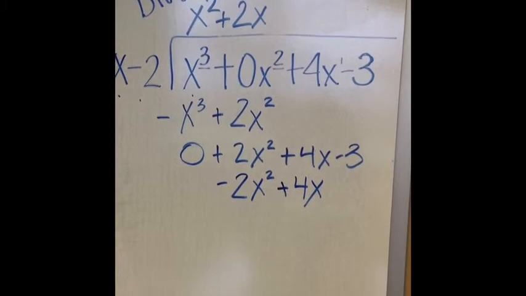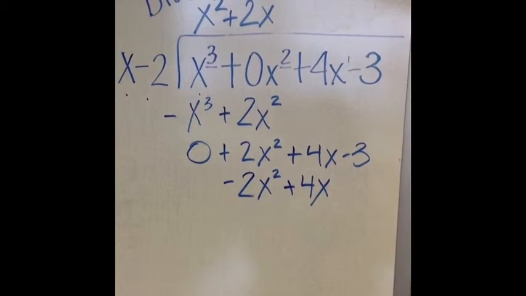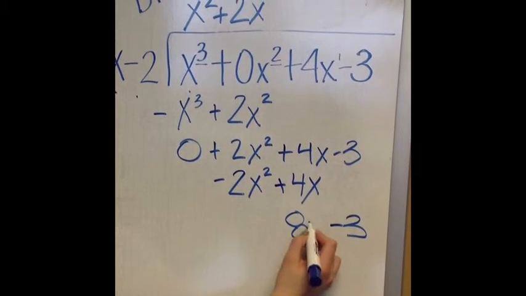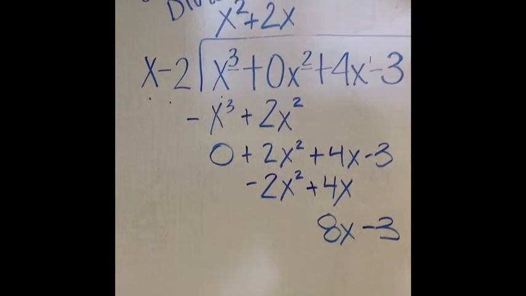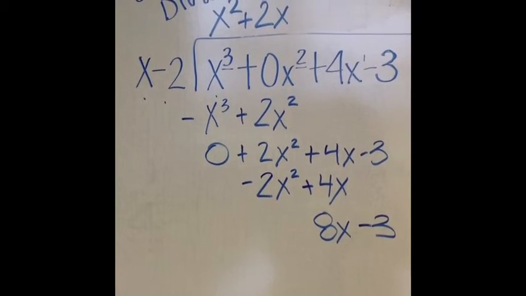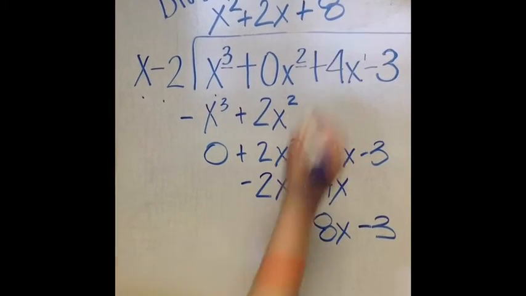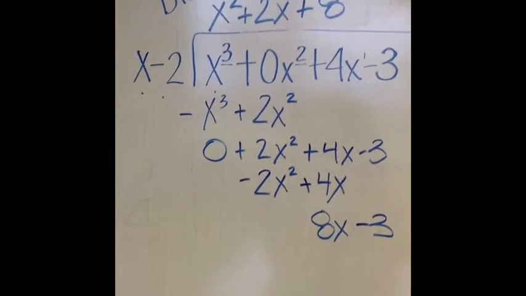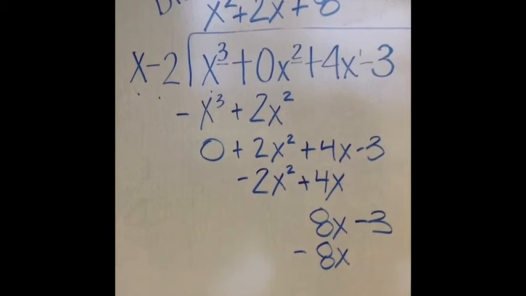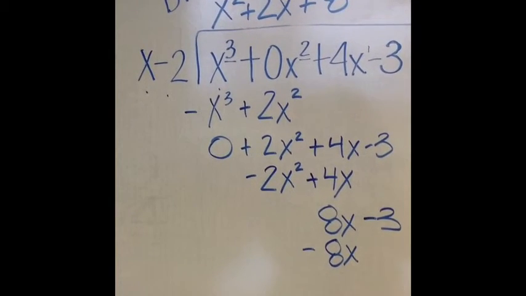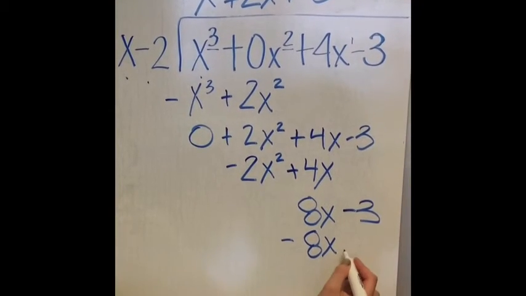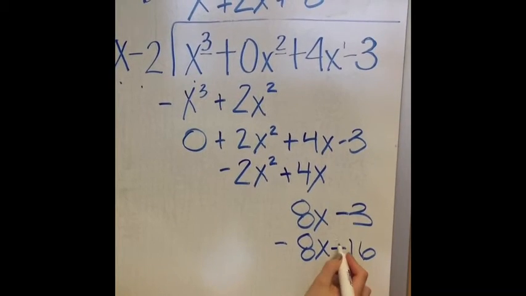Now if you bring down your negative 3, then you have 8x minus 3. Now, x goes into 8x how many times? 8. So you have plus 8 on the top, and then you times those by each other, 8 times x, and subtract, so you have negative 8x. And then 8 times negative 2, which is negative 16, which you bring down, but you change your sign.